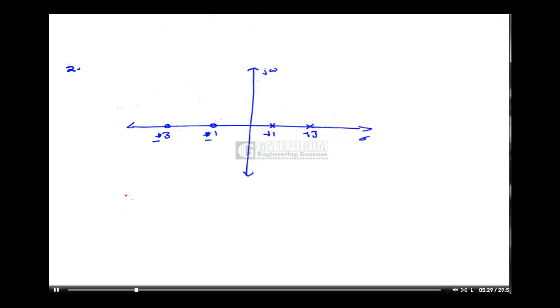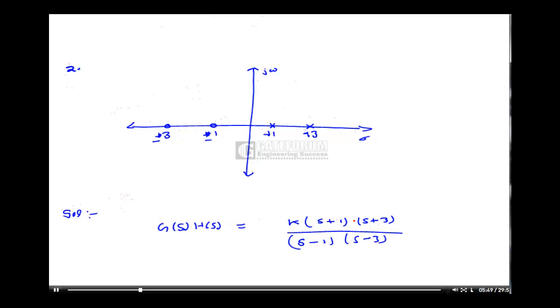For this, I need to find the root locus. Solution. My G(s)H(s) is equal to K times (s plus 1)(s plus 3) upon (s minus 1)(s minus 3). So I can see that since the poles are lying on the right hand side of the S plane, this is an unstable system. Now, whether it will be stable at a certain value of K or not, we have to find out. So for that we can use the Routh-Hurwitz criteria.